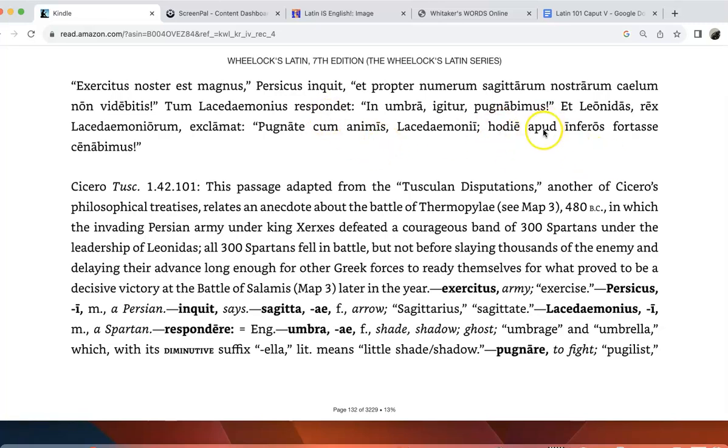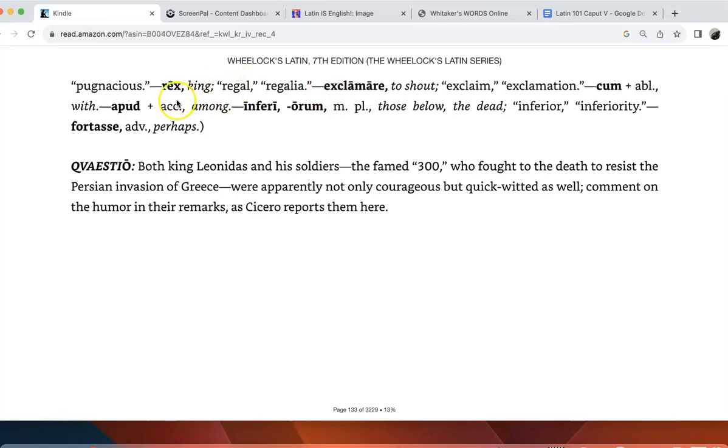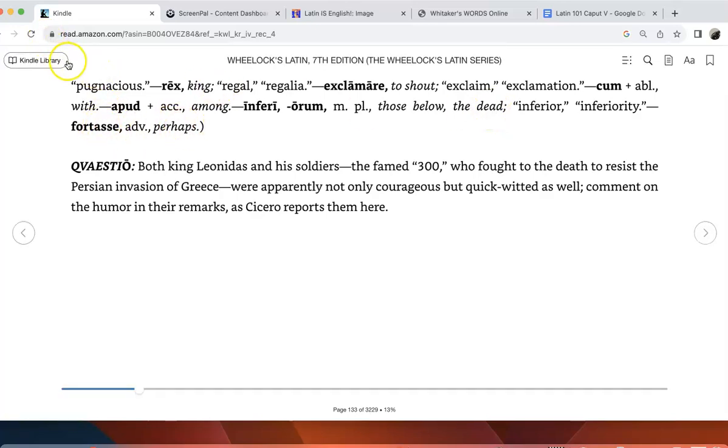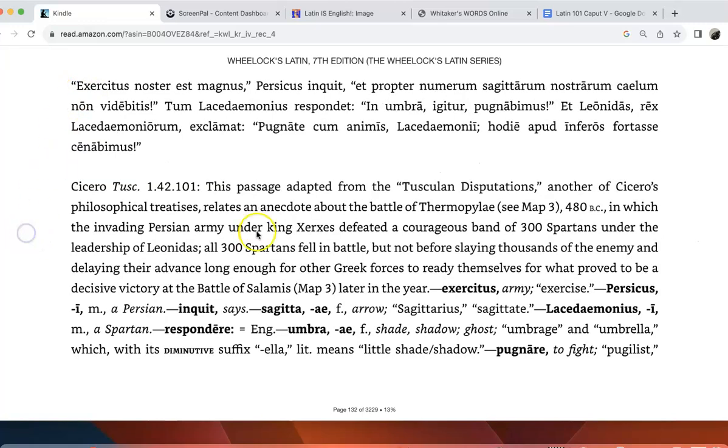So today, among the dead, perhaps we will dine. Apud is a preposition, it means among. And then here, inferos, among the dead. And then fortasse means perhaps. But then here we have the verb ending, and it means we will die. In other words, we may die, but at least we'll die courageously and fighting and dying like Spartans.